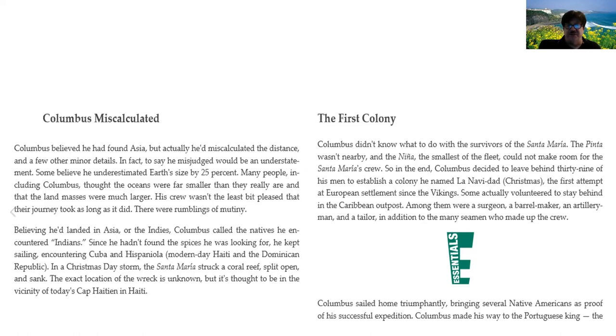Among them were a surgeon, a barrel maker. If you've ever gone to a winery and you see those big round wooden things that have the wine inside, those are barrels. An artillery man, which means a man that was an expert in guns, because they were afraid that maybe Indians might attack them and they needed some kind of weapons to protect themselves. And the tailor, we all know a tailor, a person who can sew your clothes back together after you've put holes in them. And in addition to the many seamen who made up the crew.